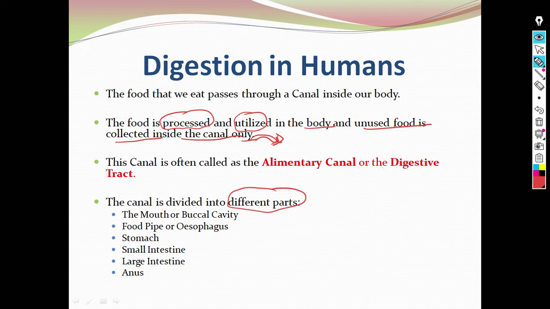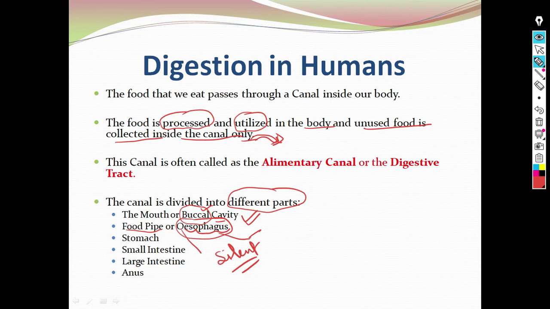You must have seen the digestive system in earlier classes also, like class 5 or 6. It starts from the mouth or buccal cavity. We call the whole mouth the buccal cavity. Now the food pipe has another name, that is esophagus. Here the O is silent. We will call it esophagus.